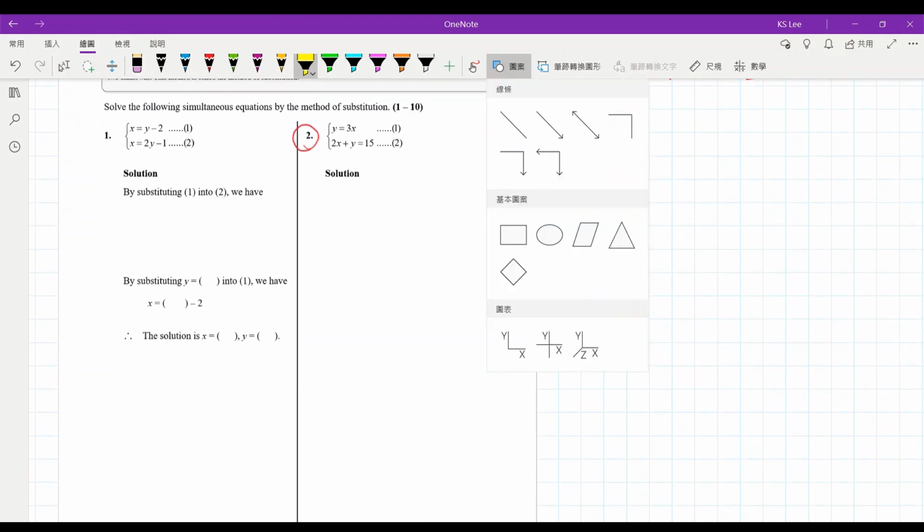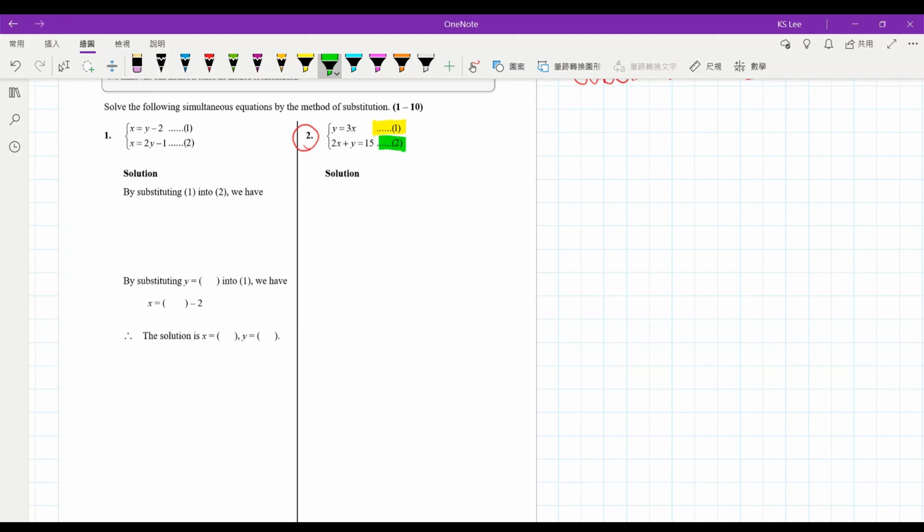We have equation 1, y equals 3x, and we have equation 2, 2x plus y equals 15. So now we have to do our first substitutions. Which one should we substitute, 1 into 2 or 2 into 1? The answer is 1 into 2, because in the first equation we have the value of y, and then we can substitute the y here into the second equation. So let's work out our step. So we have the value of x to be 3.